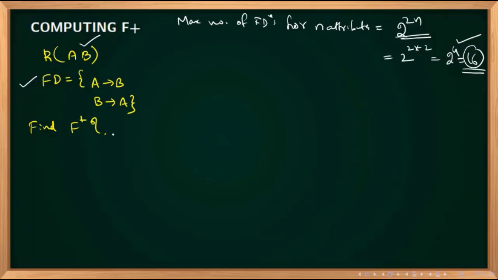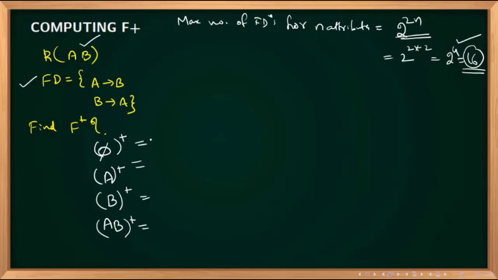So how to do it: for finding the F closure, how many functional dependencies can we write? 4. How many subsets of this one? ∅, A, B, and AB. So we have to find ∅ closure, A closure, B closure, and AB closure, all the combinations. With this given, this many is possible.